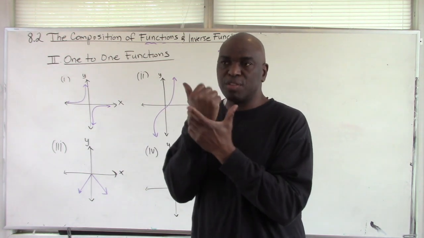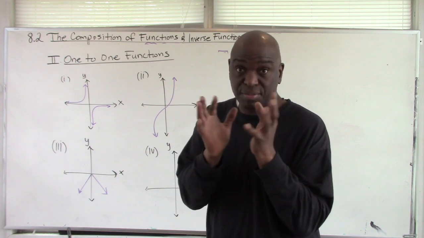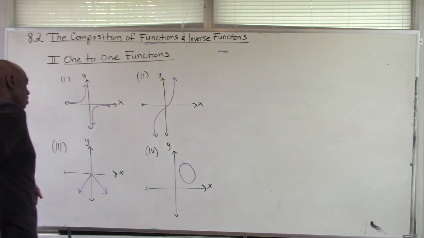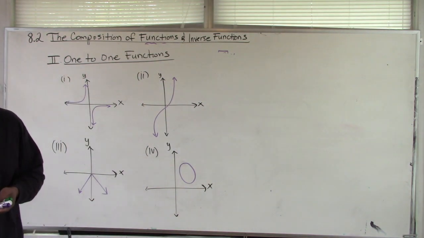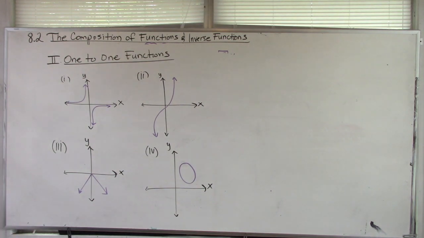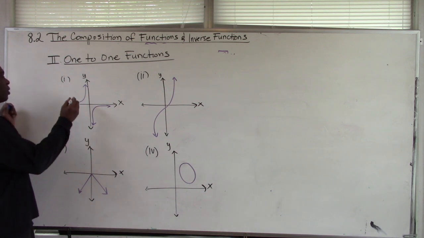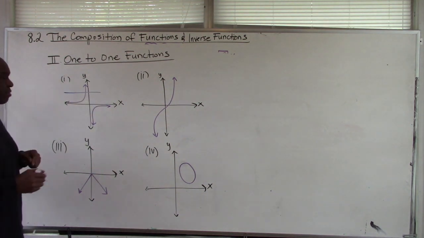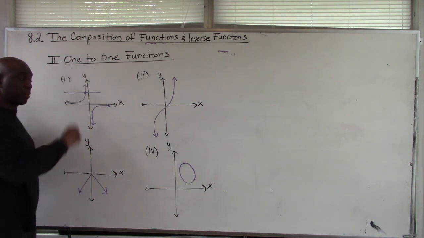Let's see if for every horizontal line that we draw, we only correspond to one distinct x value. Let's see if that's true for our graphs. So if I draw a horizontal line, what color do I want to use? Blue. If I draw a horizontal line, okay, here we go. How many times did I touch the graph? Once. That's okay. That's one-to-one.